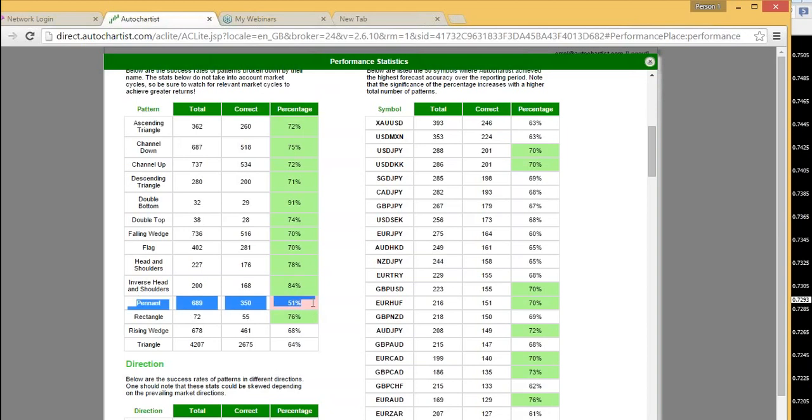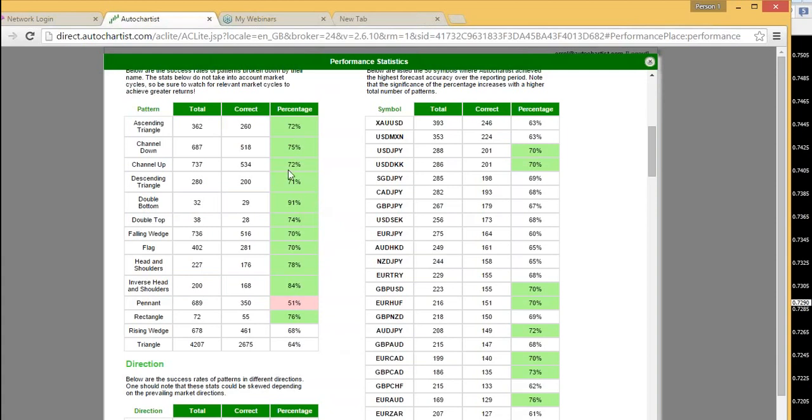So first of all, pennants only have a 51% success rate. So I'm already going to take that out of my equation because I don't want to take this. Statistically, pennants do not do well with regards to Autochartist automatically finding them. But what really does well, you can see, is double bottoms, with a 91% success rate. The problem is that there were only 32, but this is already a good start. I'm going to start looking at these double bottoms with regards to my trading plan. What else does well? Inverse head and shoulders has an 84% success rate.